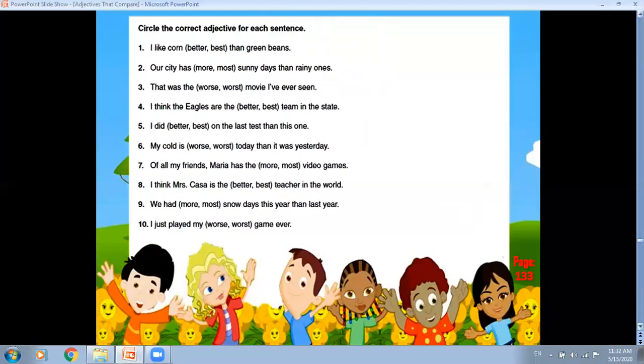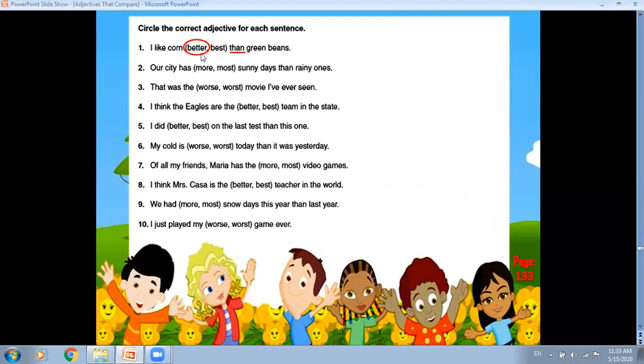Now let's solve page 133. I'm going to do the first three sentences, okay? Circle the correct adjective for each sentence. 1. I like corn better or best than green beans. Ooh, I have than, right? So, am I going to choose better or best? I like corn better than green beans.